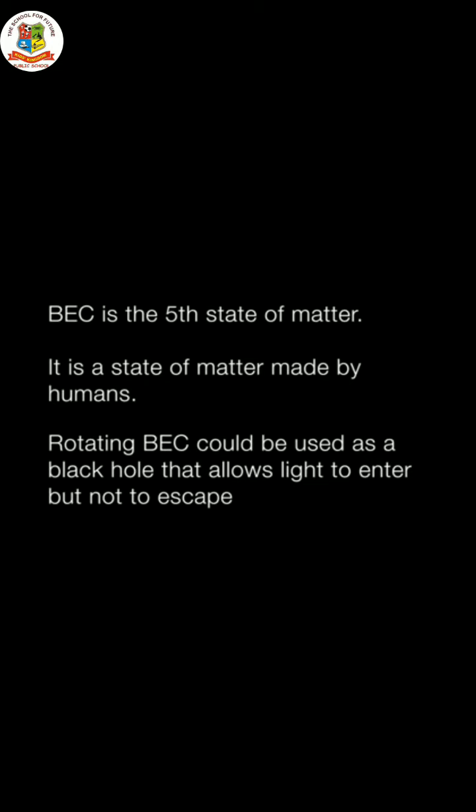It is the fifth state of matter. It is a state of matter made by humans. BEC stands for Bose-Einstein condensate. A rotating BEC could be used as a black hole that allows light to enter but not to escape.